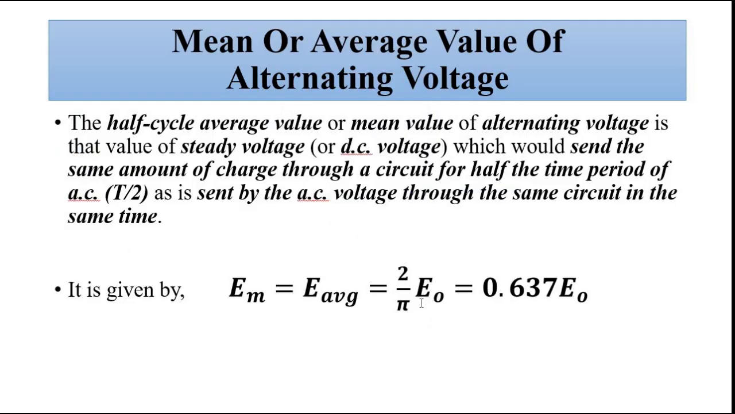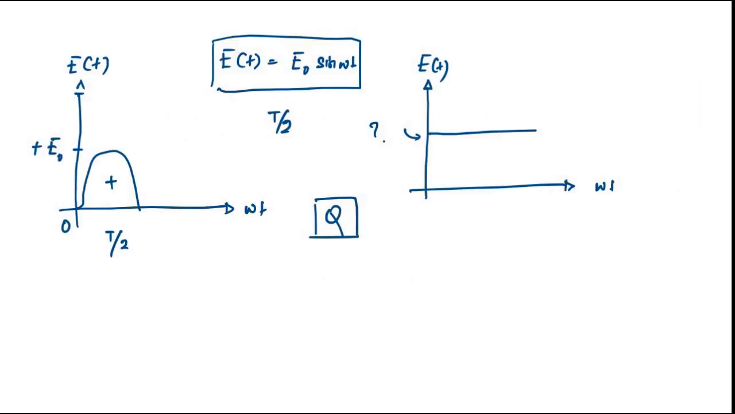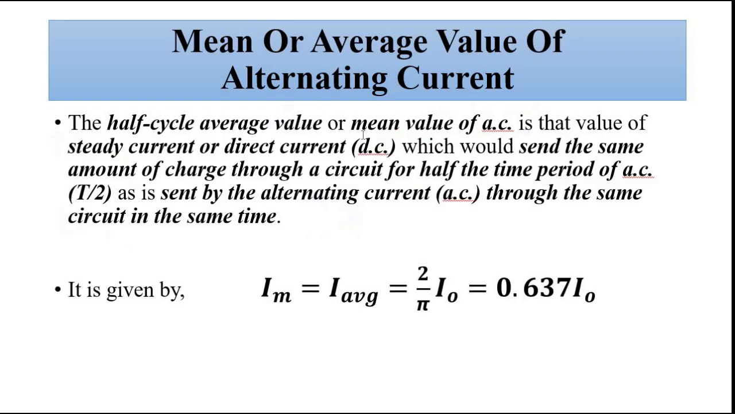That value is equal to 2 by pi E0, or 0.637 E0. This value is 2 by pi times the maximum value or the amplitude, or 0.637 E0. That is called the mean value or average value of alternating voltage.